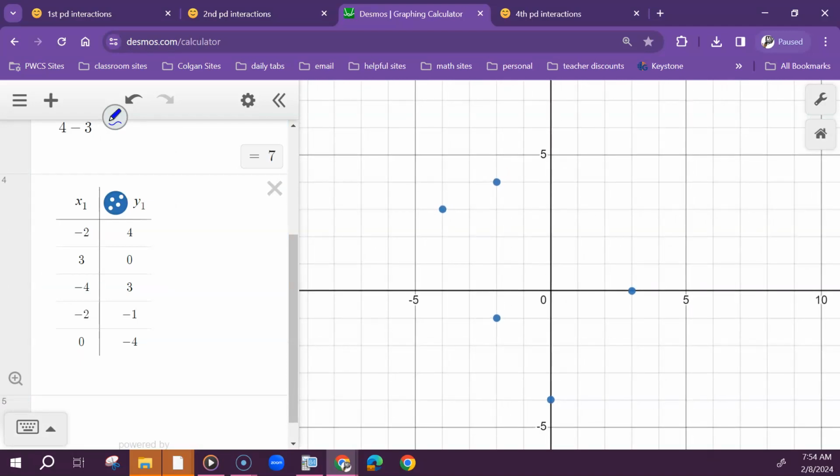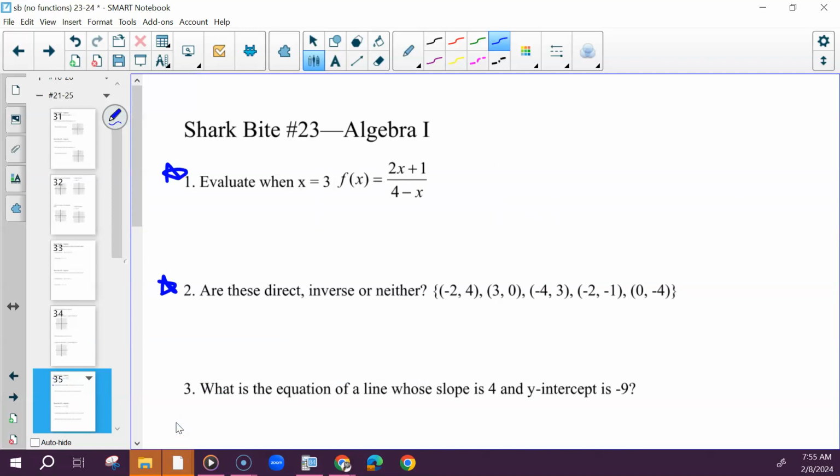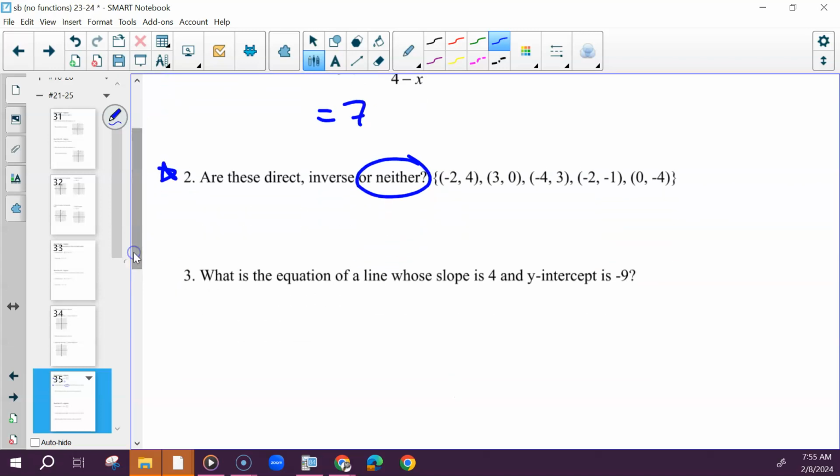So as is, these definitely don't make a line, and they don't make that hyperbola shape. So neither. And then for the last one, the equation of the line whose slope is 4 and y-intercept is 9. You're given both your slope and y-intercept, so 4x minus 9.